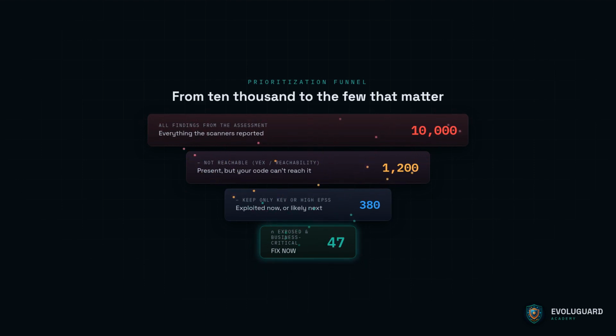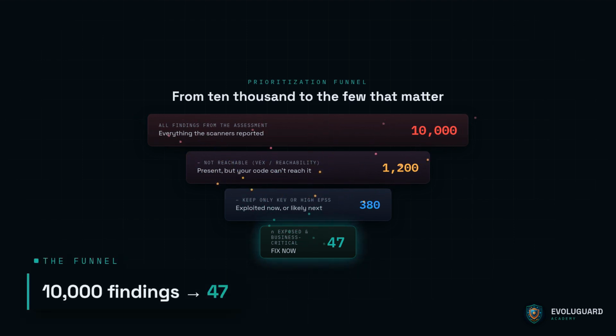Start with 10,000 raw findings. Drop the ones reachability and VEX prove aren't exploitable in your build. Say you're down to 1,200. Now keep only what's on the KEV or carries a meaningful EPSS probability, maybe 380. Finally, intersect with asset context, internet-facing, and business-critical. And you're looking at roughly 50 findings that genuinely demand action this cycle. 10,000 to 50. Same assessment data, but now your team is working a list they can actually finish, aimed at the risk that's actually real.